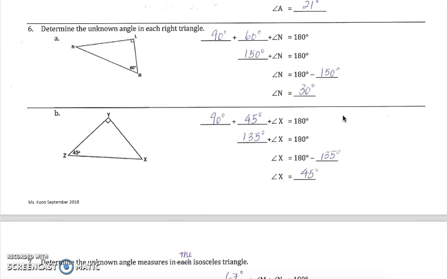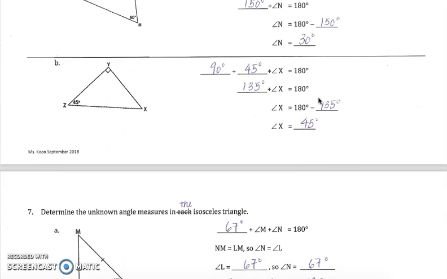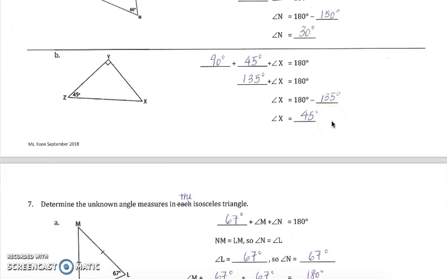For question 6, you must realize that the symbol here at the corner, or angle L, is 90 degrees. This shows you have a right triangle, so 90 plus 60 makes 150. Subtract that from 180, you get 30 degrees for angle N. And the same goes for part B.